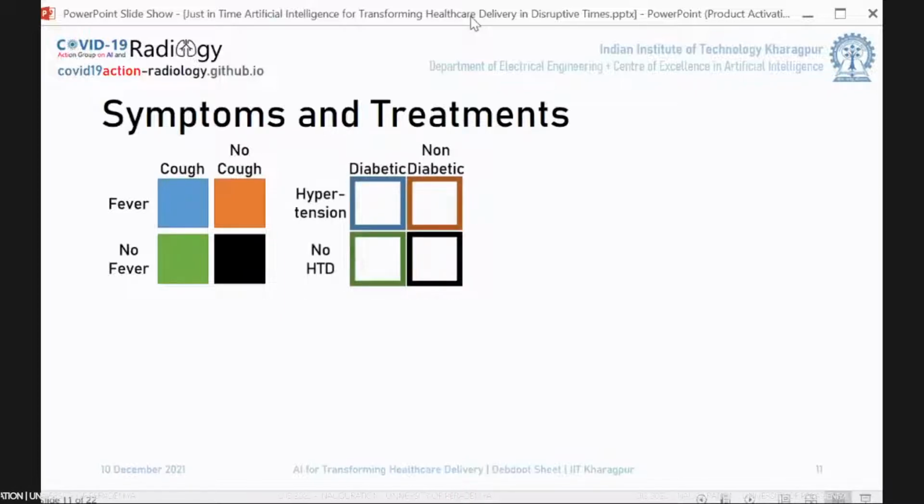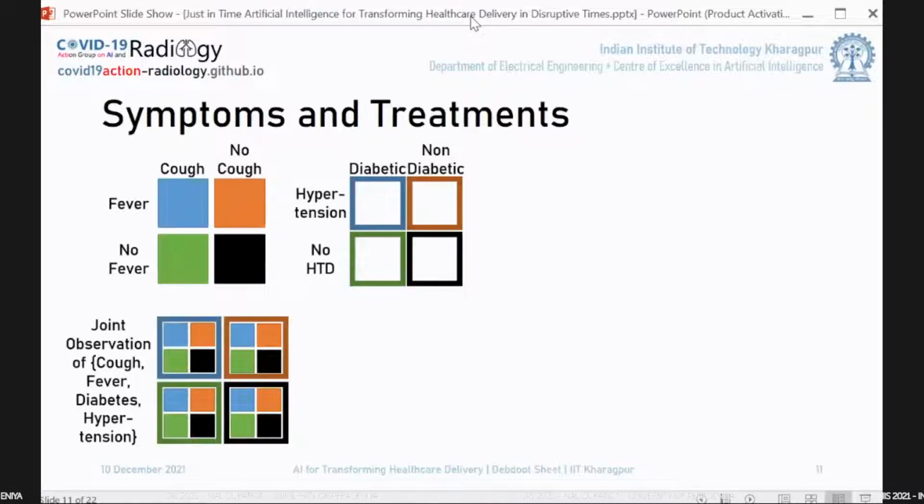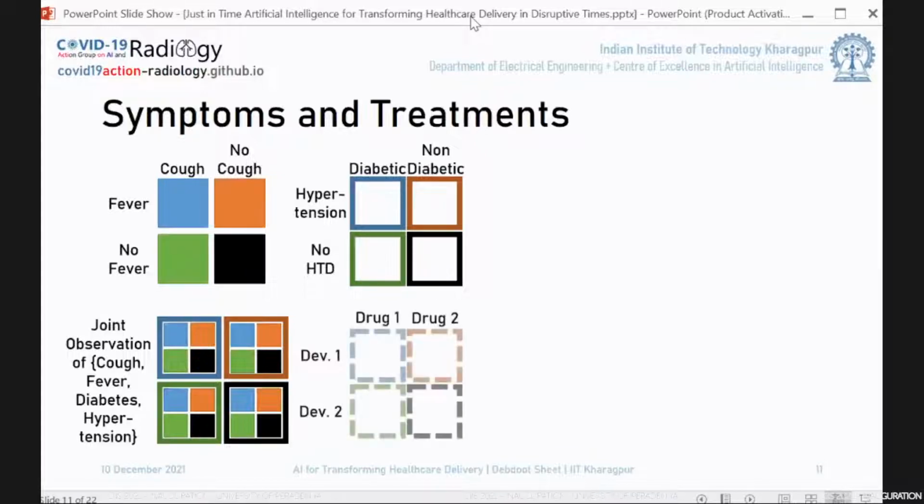The person may have fever, and there can be all of these combinations. The person may have fever but is not coughing. And the person does not have fever and is not coughing at all. That may also be the scenario, the asymptomatic cases.